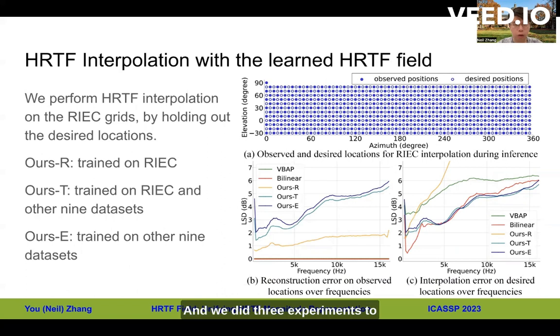And we did three experiments to verify the effectiveness of our method. First, we work on interpolation with the learned HRTF field. We perform HRTF interpolation on the regular grids by holding out half of the locations as the desired locations, and the other half are the observed positions. We use three settings to compare with the mathematical baselines VBAP and the bilinear method. We can show that Ours-T and Ours-E have similar results to the bilinear method. This shows that our method is effective in performing HRTF interpolation.